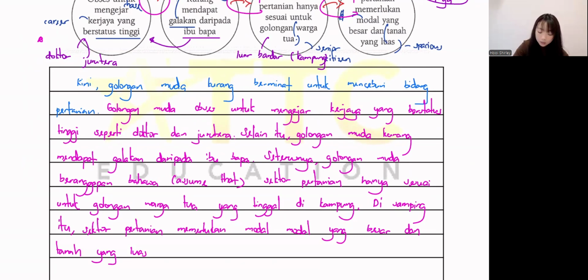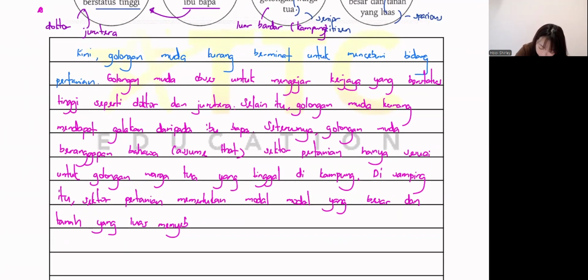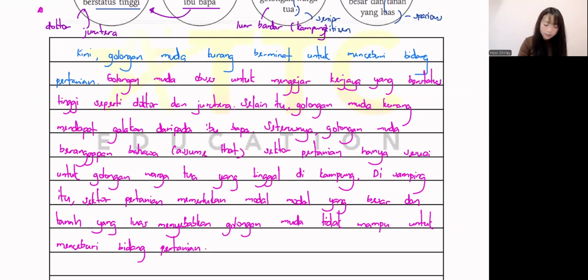And because of this, it causes the teenagers, menyebabkan golongan muda tidak mampu untuk menceburi bidang pertanian. So over here, have you noticed that? Okay, after I have discussed the topic, I have discussed what happens, what would be the situations of the bidang pertanian. Everything here I write down is the essay. And one essay point is one sentence. So I combine them by using all the penanda wacana here. So this will be the essay body part.